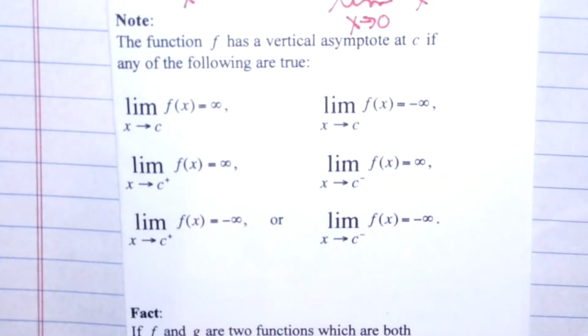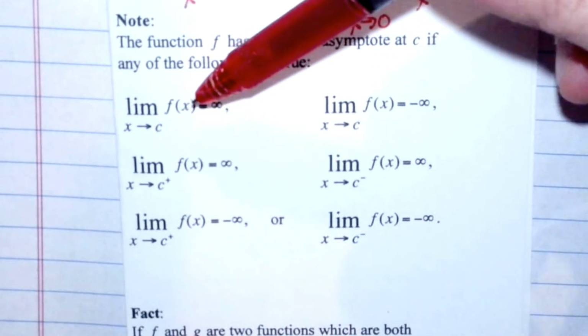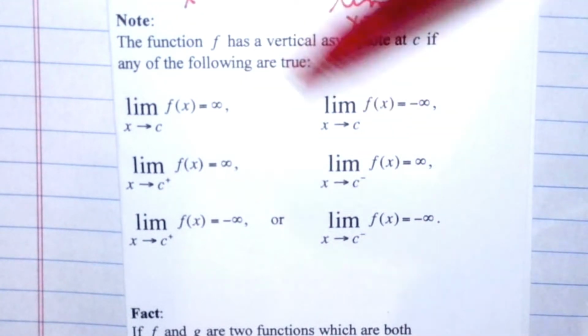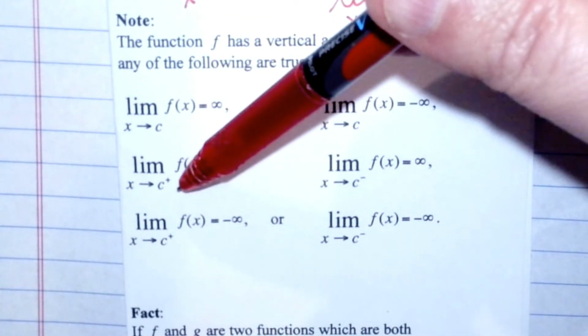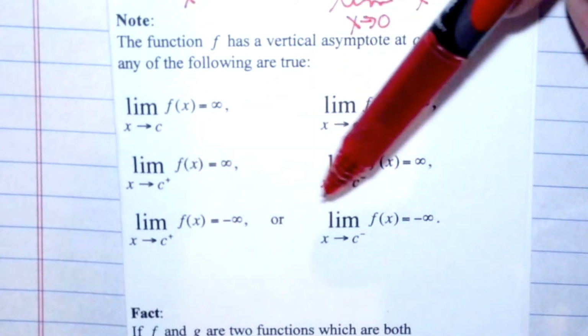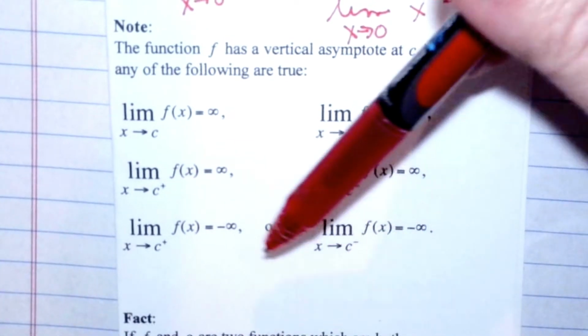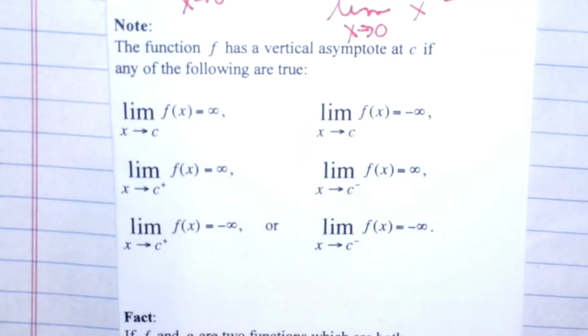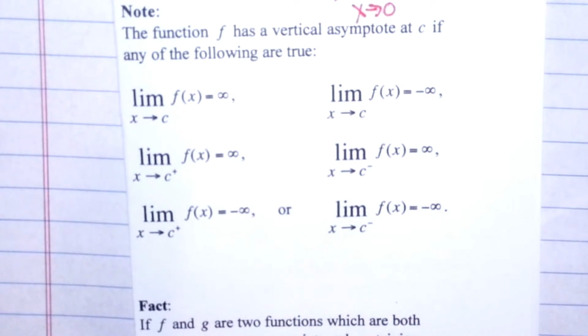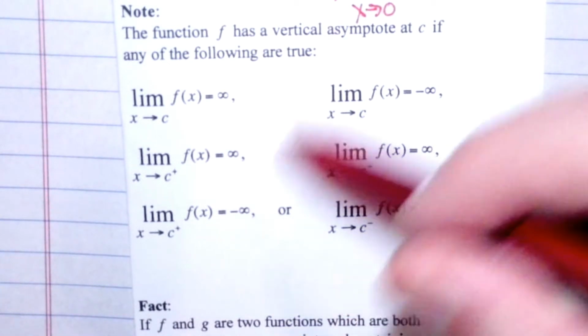The function f has a vertical asymptote at c if any of the following are true. If the limit as x approaches c of f of x is either infinity or negative infinity, if the limit from the right or from the left is positive infinity, or if the limit from the right or the left is negative infinity, then there is a vertical asymptote. If any of those occur, there is going to be a vertical asymptote. Furthermore, if there is a vertical asymptote, then at least one of those 6 things has to be true.